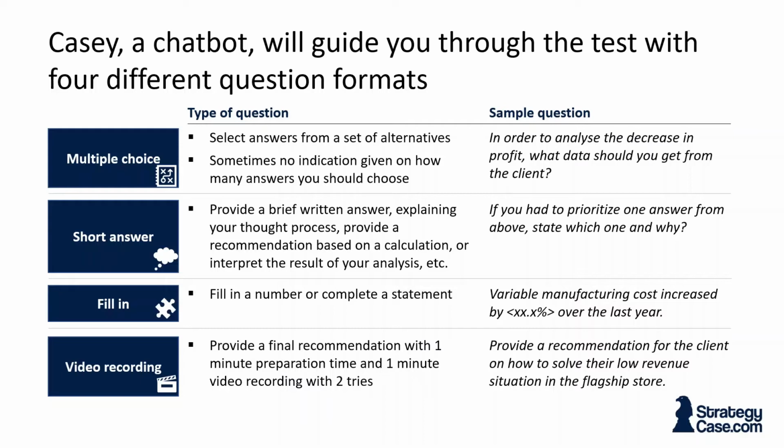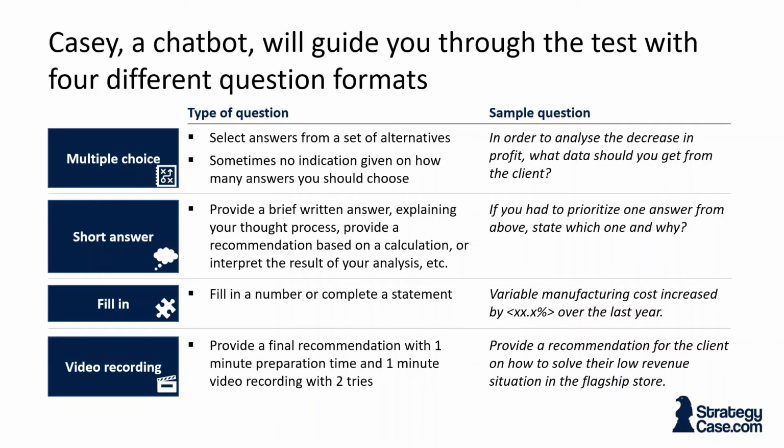First, multiple choice questions. Here you need to select an answer from a set of alternatives. However, sometimes no indication is given on how many answers you should or could choose. Let's look at an example. In order to analyze the decrease in profit, what data should we get from the client? Second, short answer questions. Here you need to provide a brief written answer explaining your thought process, provide a recommendation, or interpret the result of your analysis. An example would be, if you had to prioritize one answer from above, state which one and why.